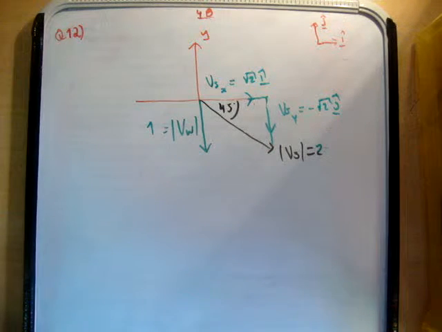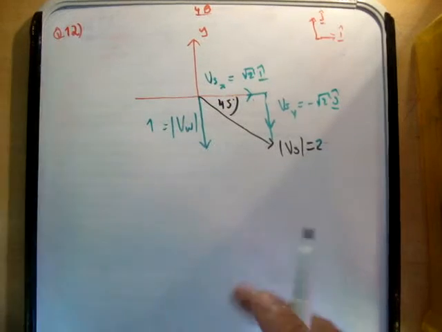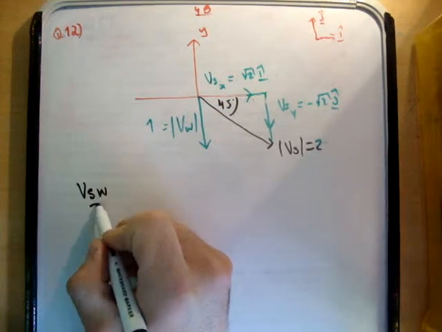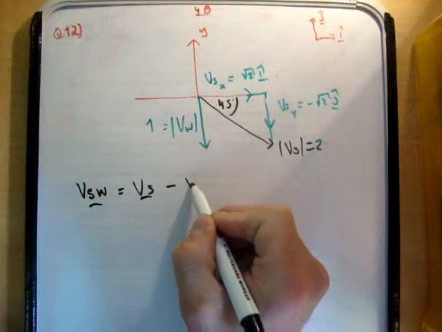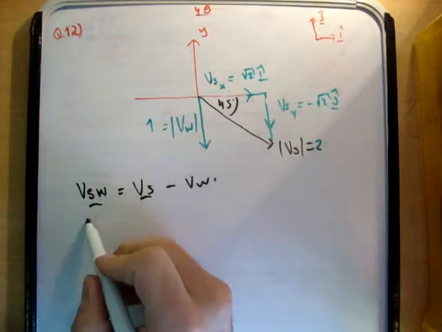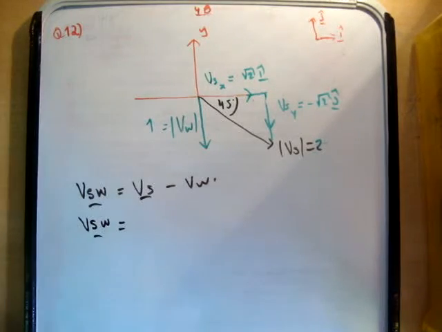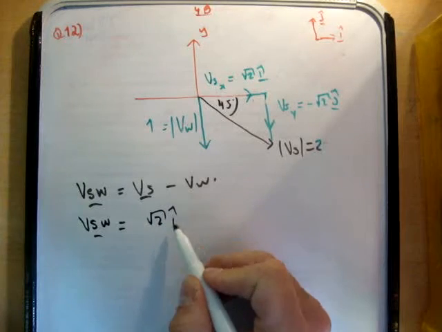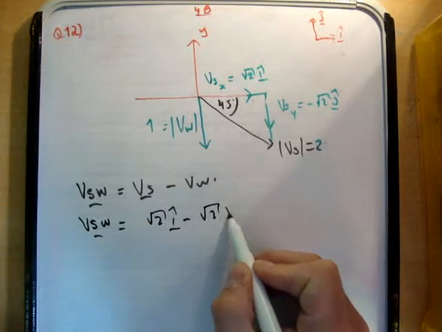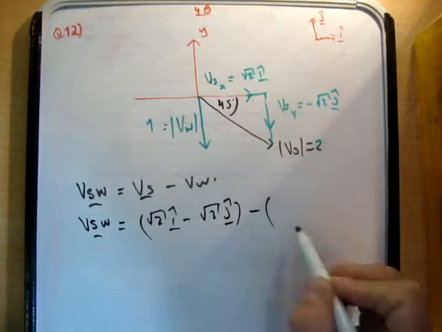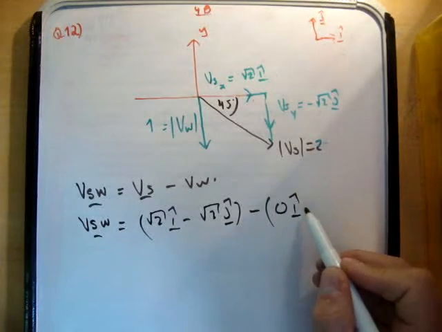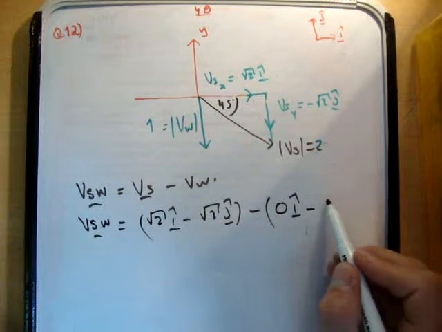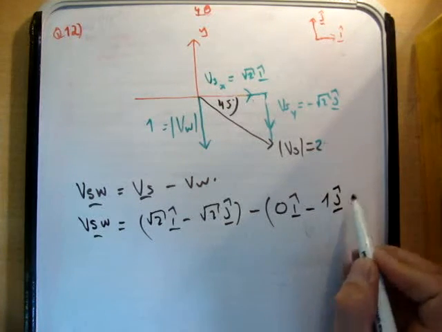Alright, so let's just go back to our relative vectors. VSW is equal to VS minus VW. But we know these two vectors, so VSW, the velocity of the swimmer, is equal to root 2 i hat minus root 2 j hat, and it's minus VW, which was 0 i hat minus 1 j hat, like so.